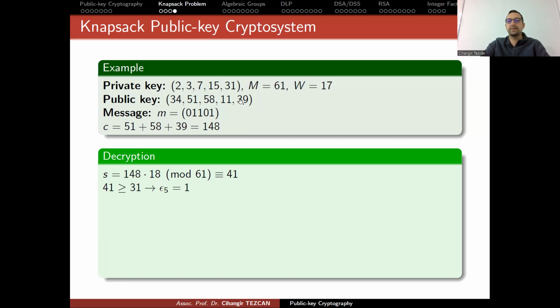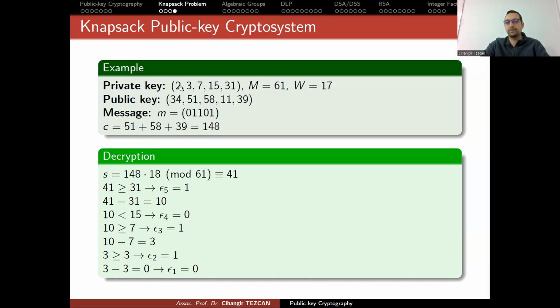I check if 41 is larger than our largest value. It is, so this means that this bit value should be 1. Then I subtract 31 from 41. The result is 10. I check if 10 is larger than this, but it is not, so I say that it should be 0. Then I check if it is larger than 7. Yes, so the third bit value is 1. I subtract 7 from 10. The result is 3. I check if it is larger than or equal to 3. Yes, then I say it's 1. I subtract 3, so 0 is smaller than 2, so it is 0. So as you can see, 0, 1, 1, 0, 1. So the decryption works, okay?